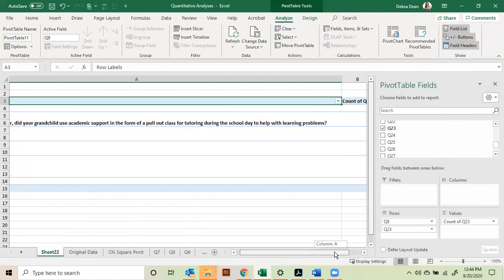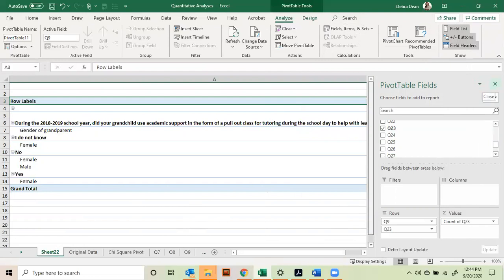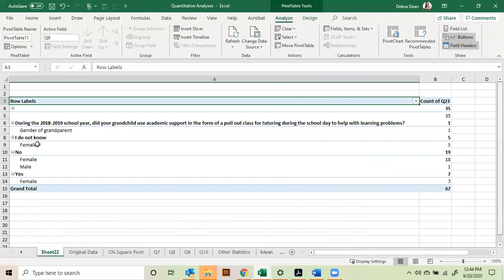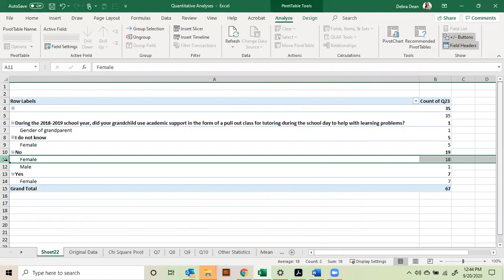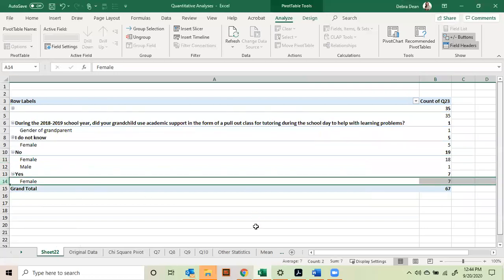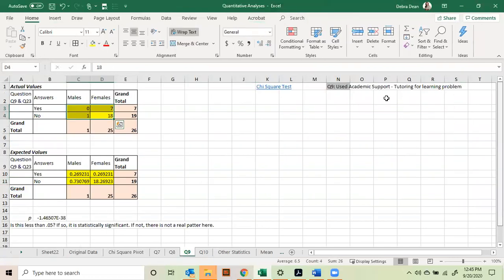Now, what you'll see is that now it tells you, I'll turn this off here, it tells you how many females, for example, their grandchild actually did not use the support. But we did have 7 grandparents, grandmothers specifically, whose grandchild did use support. Okay, so I took this information, this helps you to get the information, then I carried it over to question 9, and we'll see again, these are students that used academic support for their learning problems.